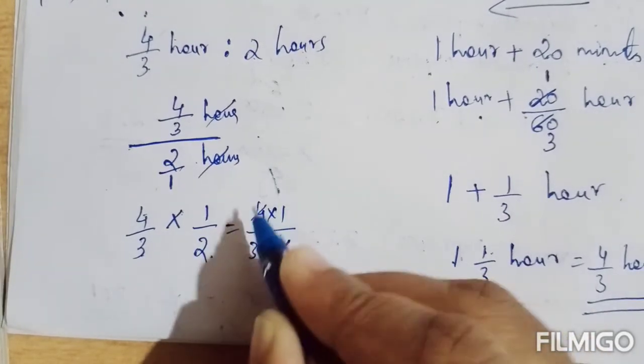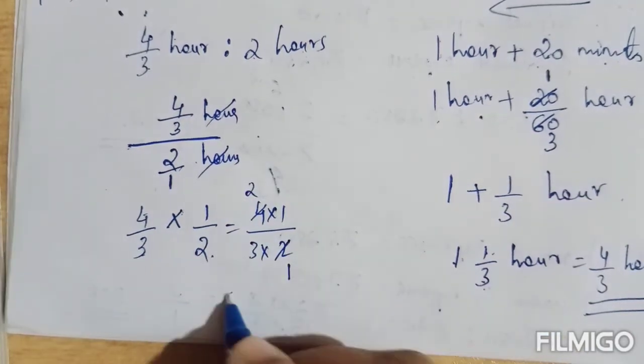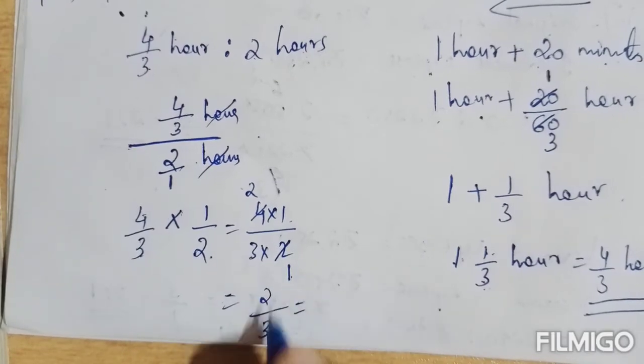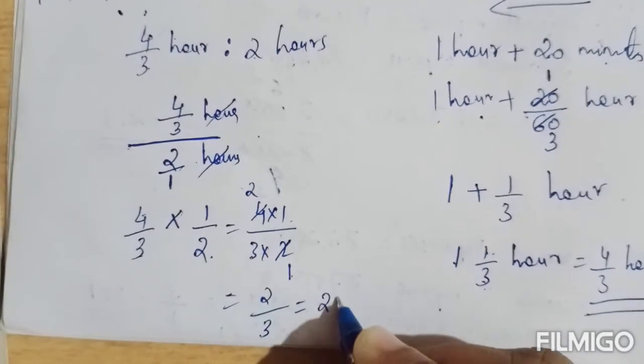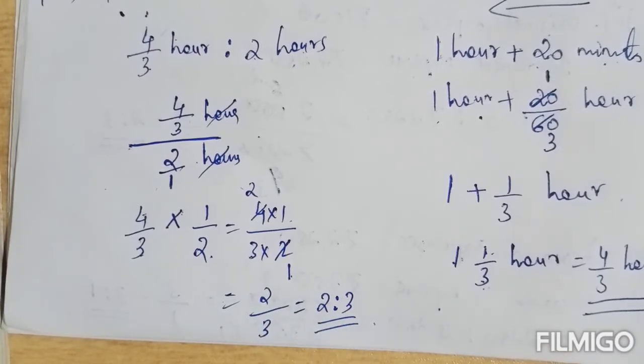Now 2 and 4 we can cancel, here it will be 2, here it will be 1. So 2 into 1, 2 by 3 into 1, 3, 2 by 3. 2 by 3 we can write as 2 is to 3. So 2 is to 3 is the ratio of 1 hour 20 minutes is to 2 hours in lowest terms.